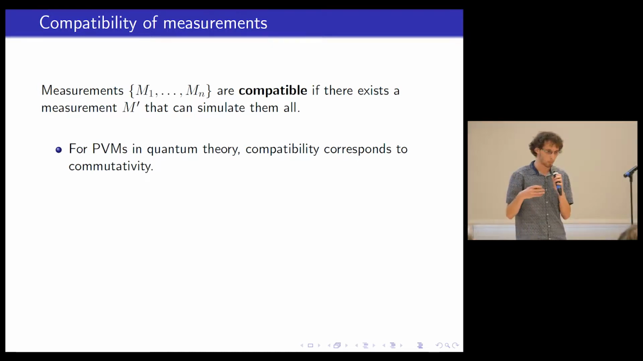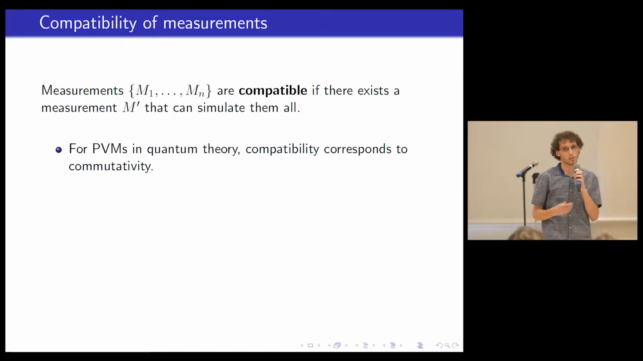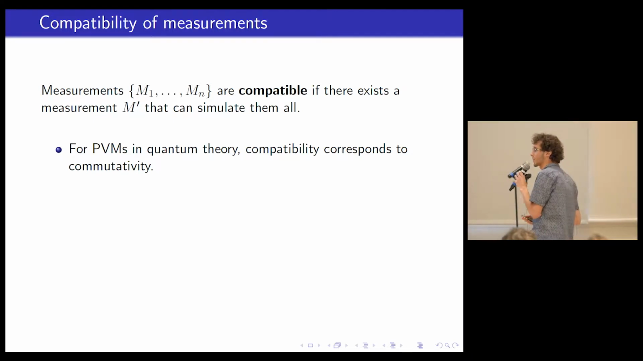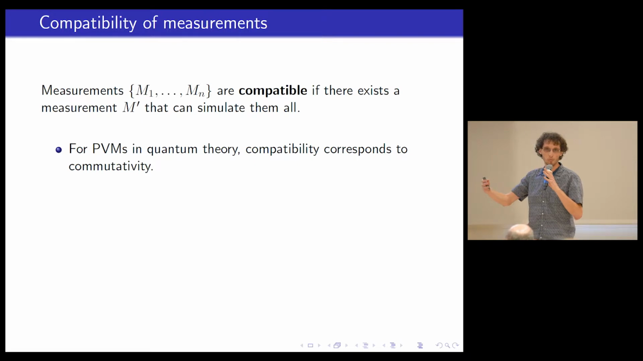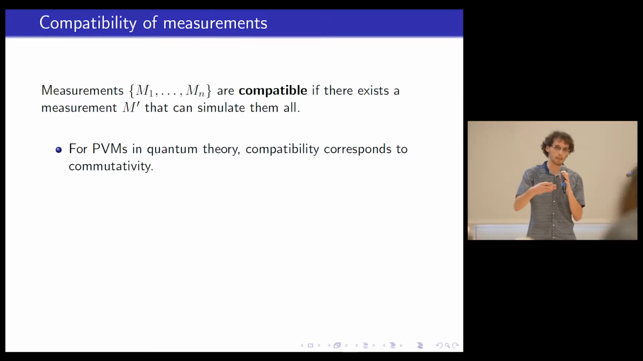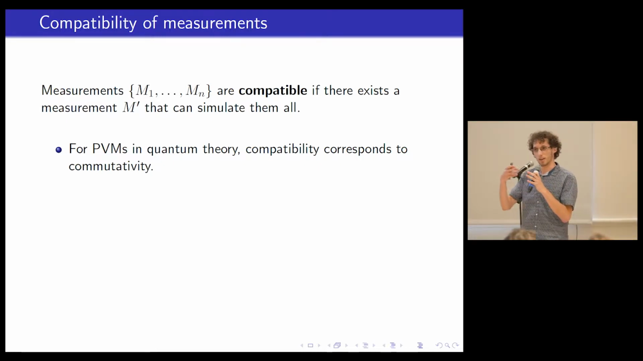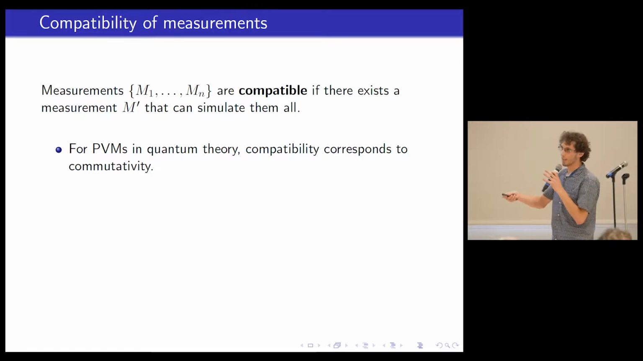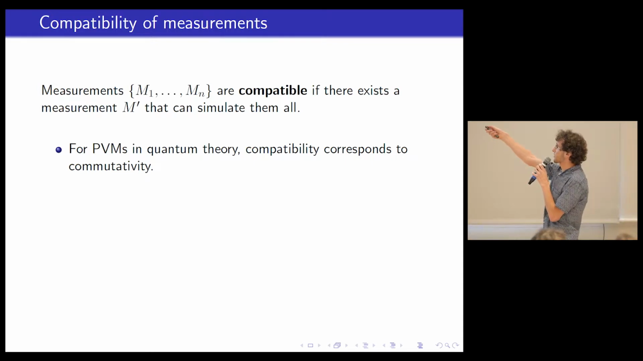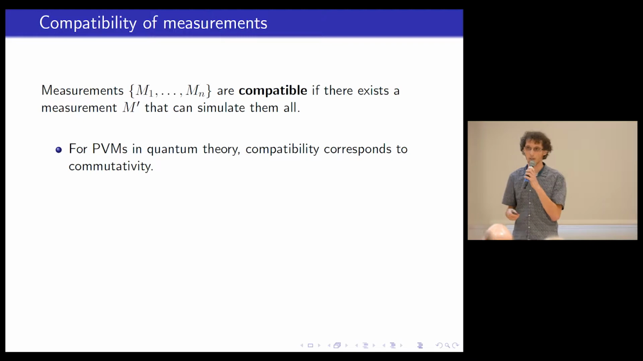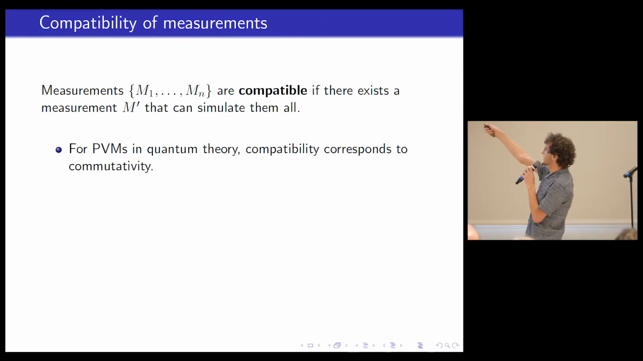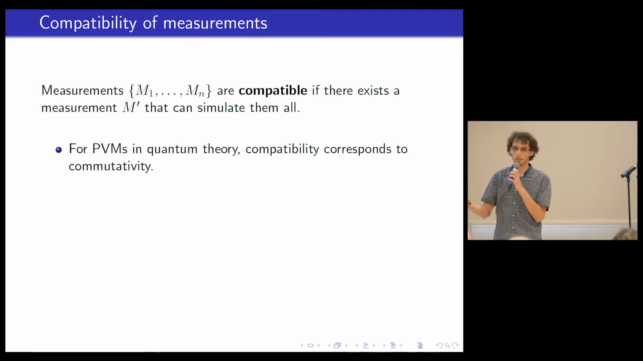And from standard quantum theory, we are fairly familiar with the fact that if we have certain observables and we want to be able to say that we can simultaneously measure them, then that is equivalent to their commutativity. In fact, this notion of compatibility, if we apply it to projective measurements in quantum theory, corresponds to just the commutativity of the projective measurements.